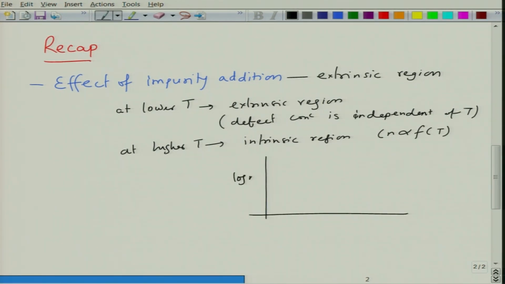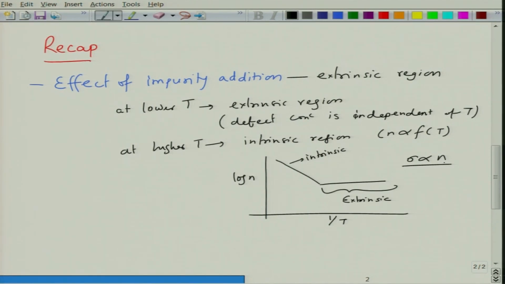If you have log n as a function of 1 over T, this is the higher temperature region, this is the lower temperature region. So, this would be your extrinsic region and this would be the intrinsic region. This is also reflected in properties such as conductivity and diffusivities, where because of constant defect concentration the conductivity also remains constant as a function of temperature, because conductivity is proportional to n. So, despite having some dependence on temperature, it virtually remains constant up to a certain temperature because of the constant defect concentration, which is high.